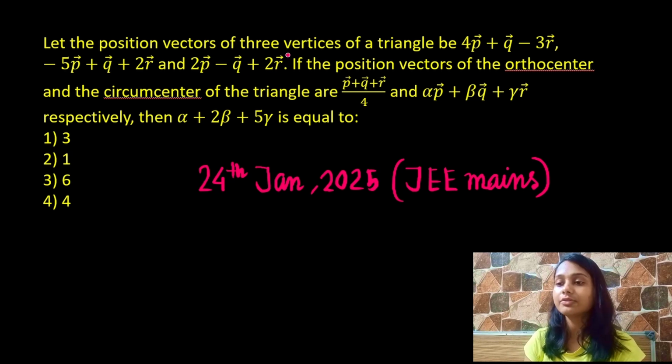Let the position vectors of three vertices of a triangle be these three. If the position vector of the orthocenter and the circumcenter of the triangle are these and this respectively, then find the value of alpha plus 2 beta plus 5 gamma. Okay, so first let me clarify what is orthocenter and what is circumcenter and what formula we are going to use to solve this question.